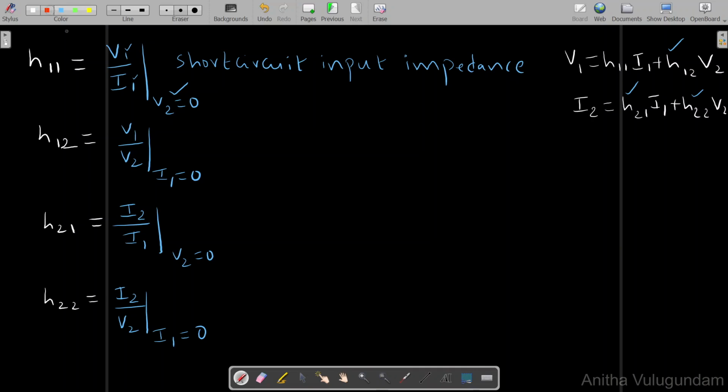Next H12. For H12 the condition is I1 equal to 0. I1 equal to 0 means open circuit. Open circuit ratio is port 1 to port 2. Port 1 to port 2 means it's a reverse. And here the variables are voltage to voltage. So voltage gain. Open circuit reverse voltage gain.